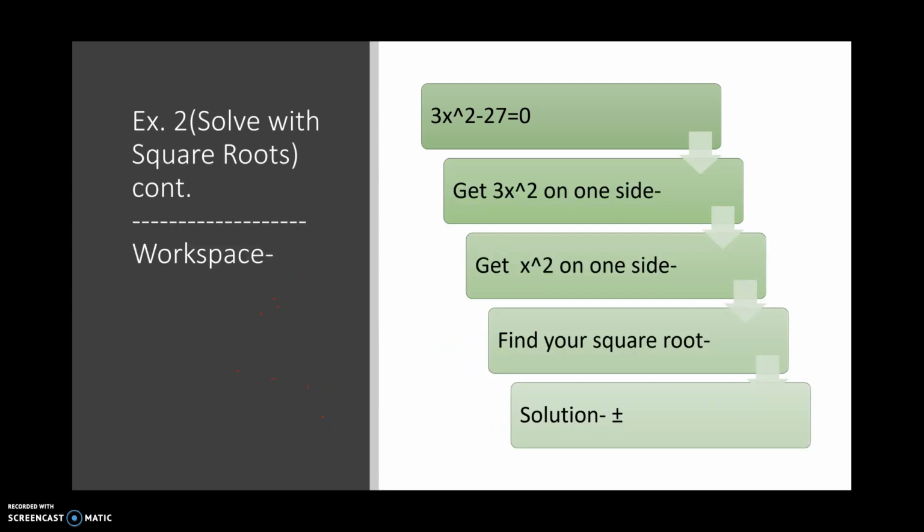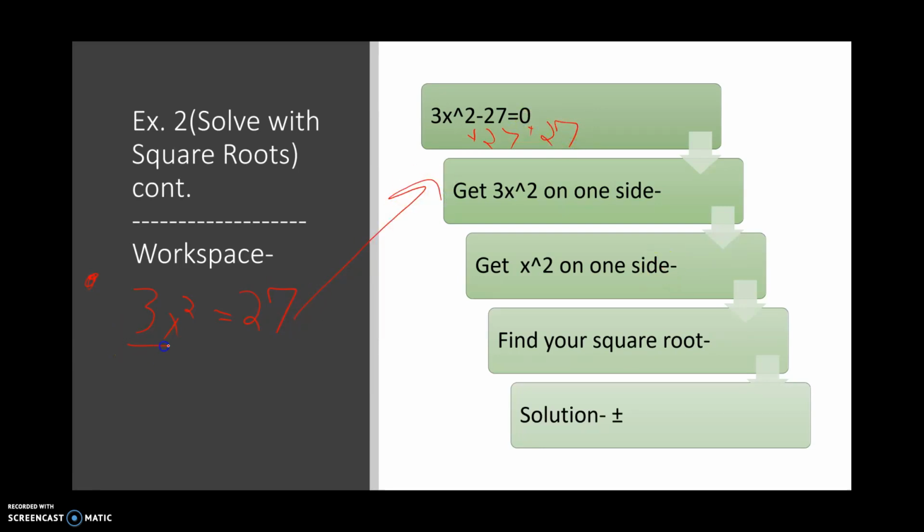Example 2 continued, solving with square roots. So we have 3x squared minus 27 equals 0. So get 3x squared on one side. Now my workspace is going to be over here. So how are we going to get 3x squared on one side? You're going to add 27. So 3x squared, it's now 3x squared equals 27. Because we're adding 27 to both sides. So that goes there.